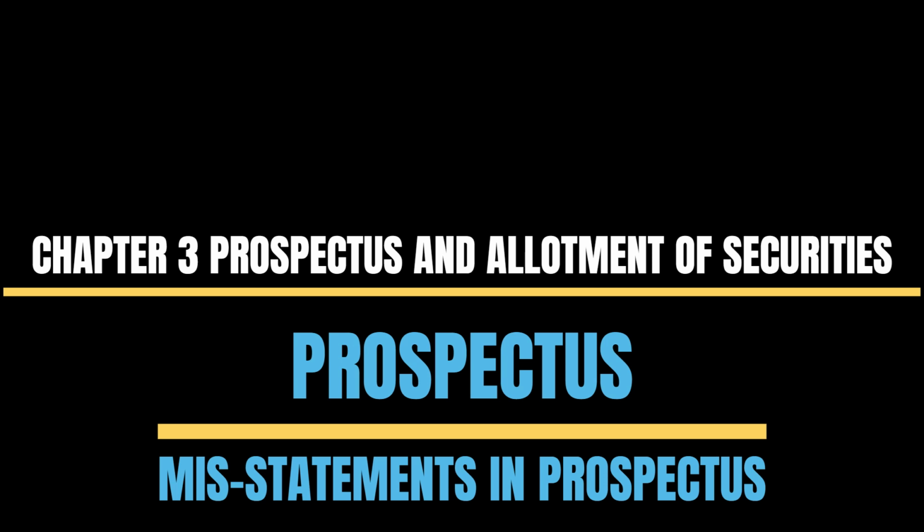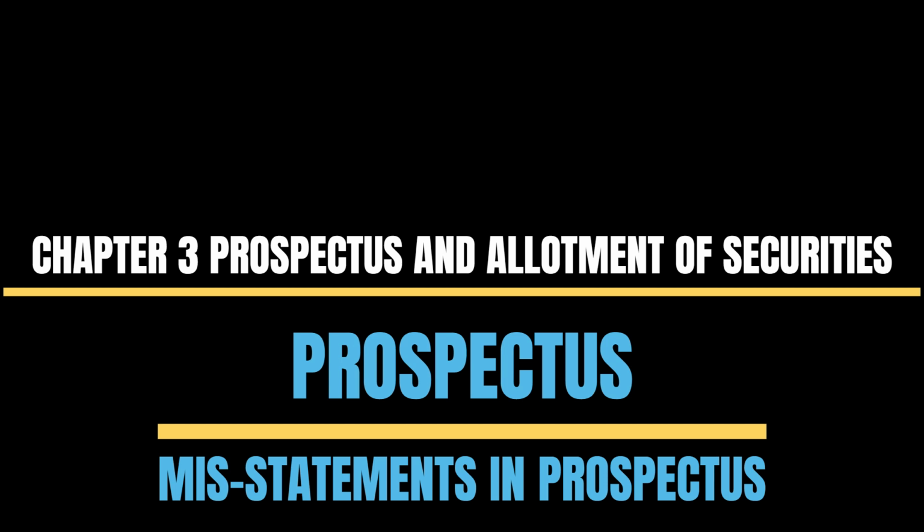Penalty for contravention. If a prospectus is issued in contravention of the provisions of section 26, the company and every person who is knowingly a party to the issue of such prospectus shall be punished with a fine of 50,000 to 3 lakhs.